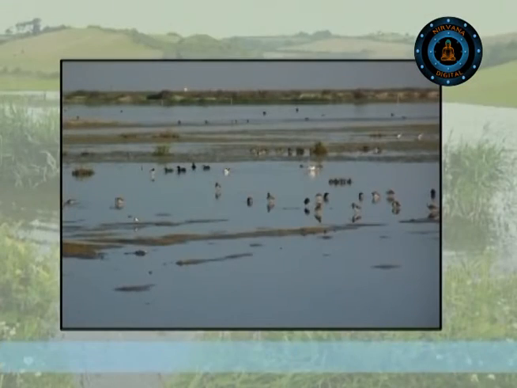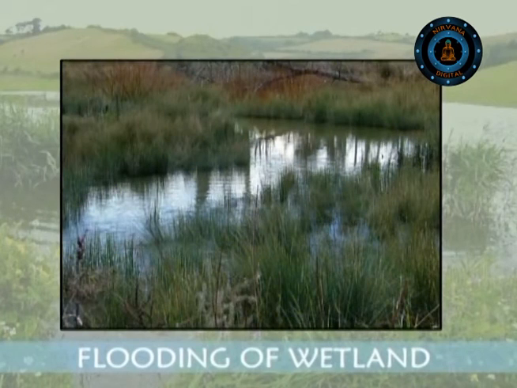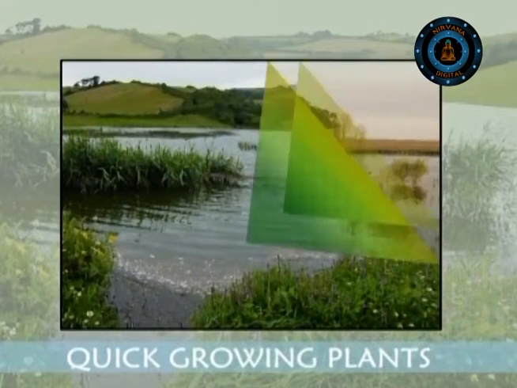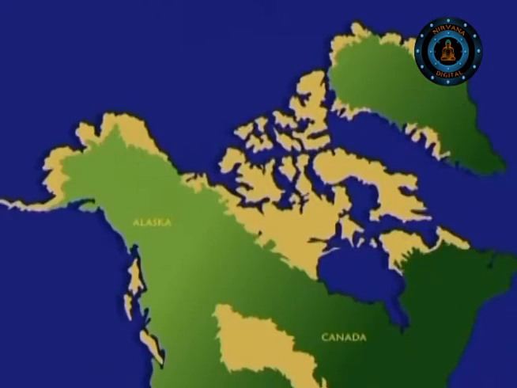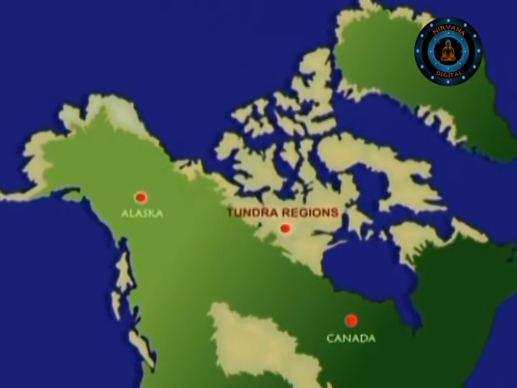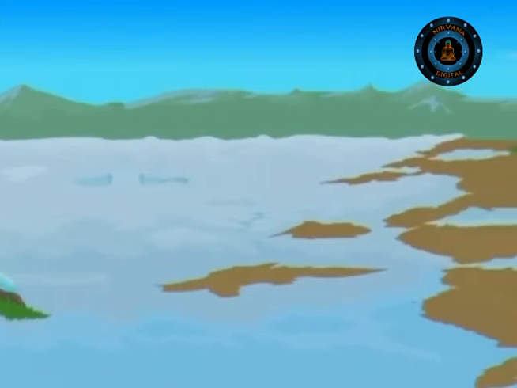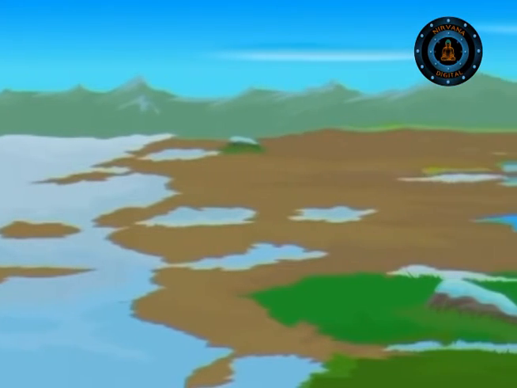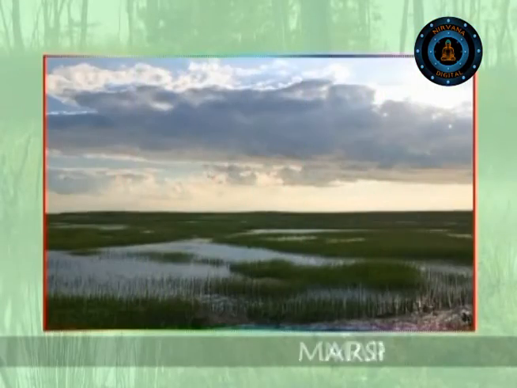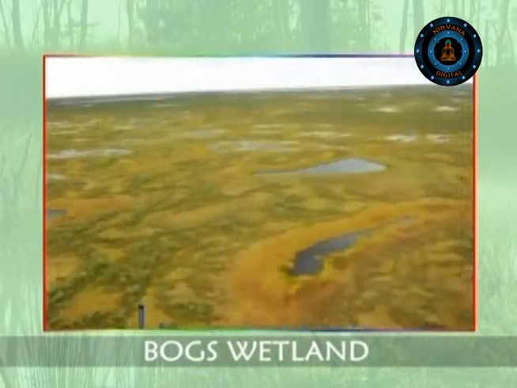In cold countries, with the arrival of spring, ice and snow start to melt. This leads to flooding of wetlands. During this time, only quick-growing plants survive here. While in tundra regions of Alaska and northern Canada, the ground remains permanently frozen throughout the year. Water cannot drain away, so this place has a special type of wetland known as bogs. Unlike flat, marshy places covered in water, bogs are a special kind of wetland.